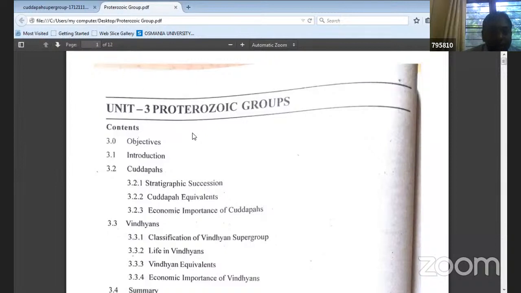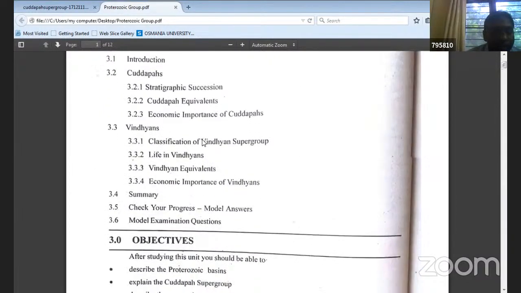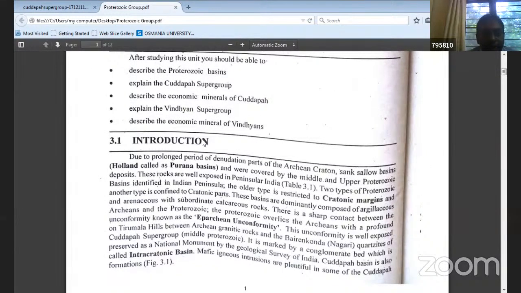In the Proterozoic group, there is a very long period of denudation. It is part of the Archean craton, and its shallow basins were covered by the middle and upper Proterozoic basins, and it is identified in peninsular India. The older type is restricted to cratonic margins, and another one is confined to the cratonic parts. The basins are dominantly composed of argillaceous and carbonaceous formations along with subordinate calcareous rocks.